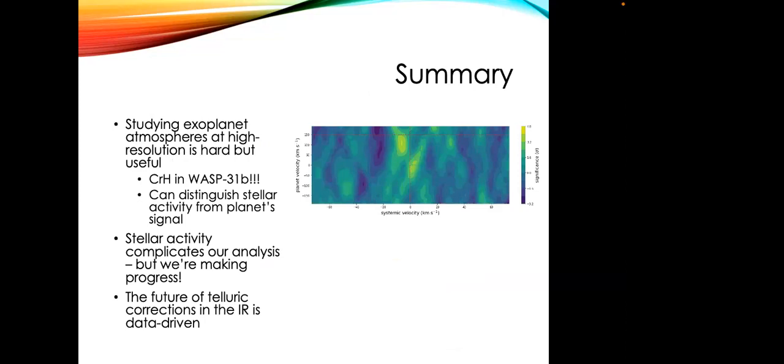In summary, studying exoplanet atmospheres at high resolution is hard, but useful. We're able to find really awesome stuff like chromium hydride in WASP-31b, and in most cases we can distinguish stellar activity from a planet signal, which is a huge advantage. Stellar activity complicates our analysis, but we're making a lot of progress in that area. And the future of telluric corrections in the infrared is data-driven. And with that, I'll take any questions.